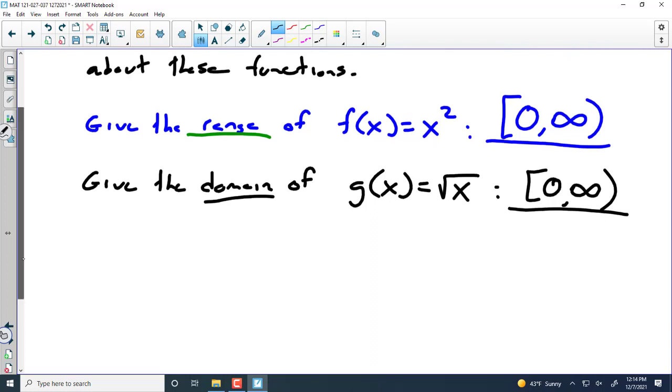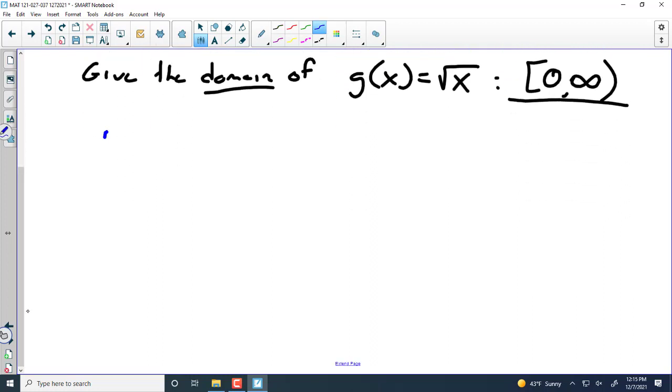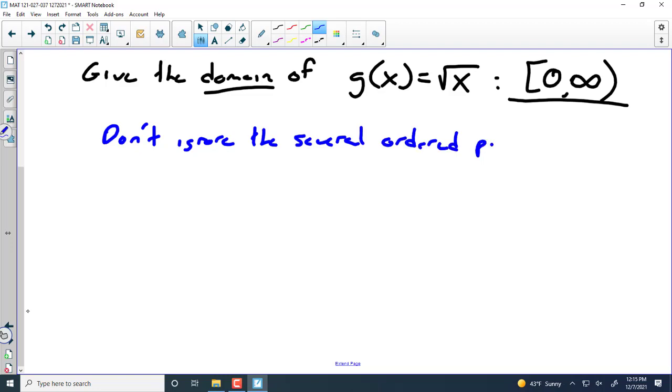And don't ignore the several ordered pairs part. Because the several ordered pairs is very crucial to know if you're going to do a problem like number 12.